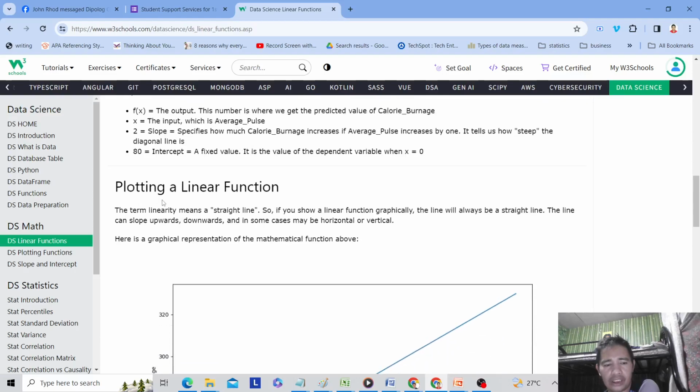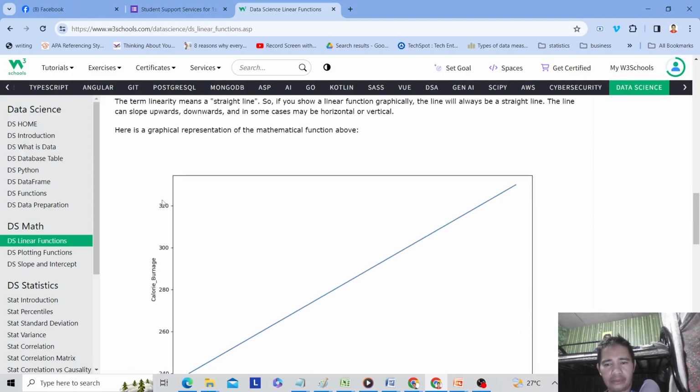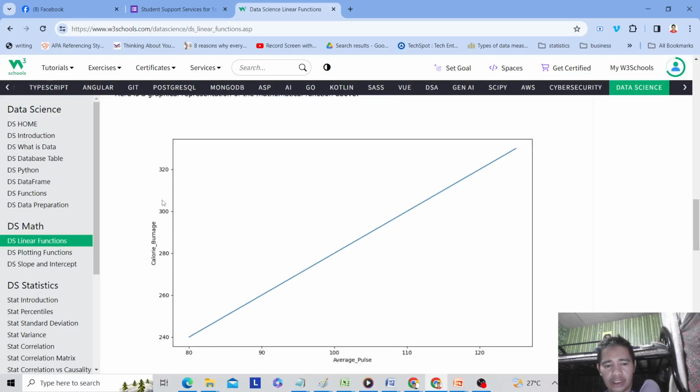Plotting a linear function. The term linearity means a straight line. So if you show a linear function graphically, the line will always be a straight line. The line can slope upwards, downwards, and in some cases may be horizontal or vertical. Here is a graphical representation of the mathematical function above.